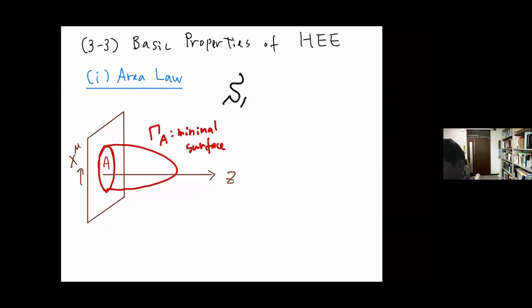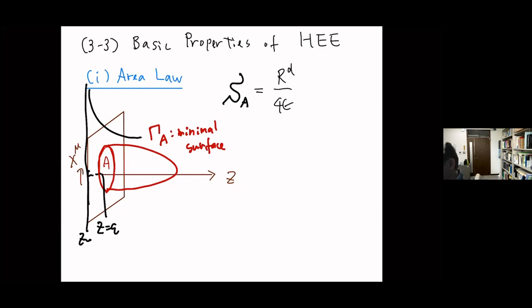We need a UV cutoff, z equals epsilon. Actually z equals zero is the boundary, but there the metric is warped infinitely, so it gets divergent. When epsilon is very small, the contribution is very focused. R is the AdS radius, and with G Newton we compute the area, which looks like this. The x direction is an integral over d minus two dimensions. The total space is d plus one dimensional, so this is a d minus one dimensional surface.